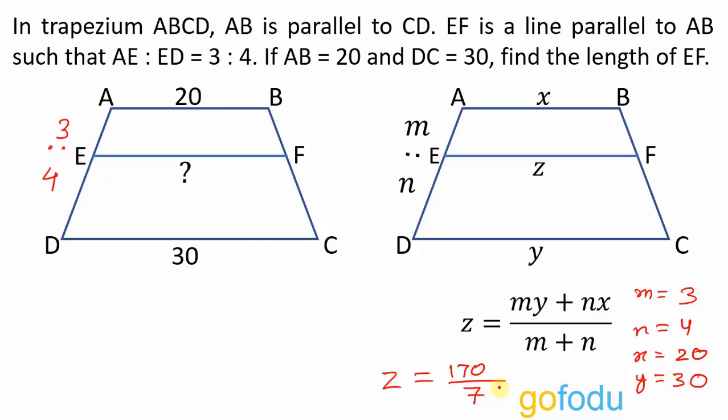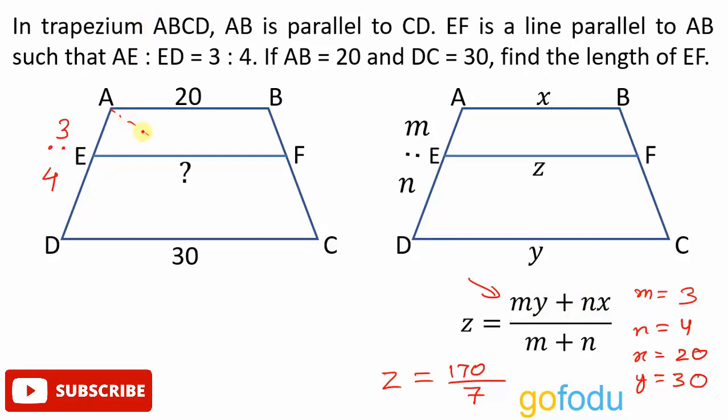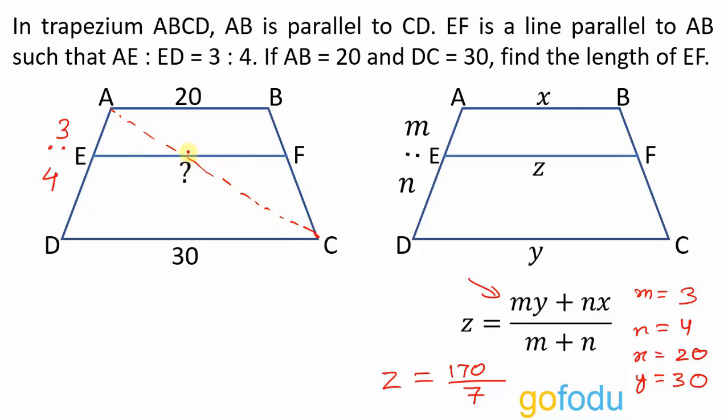So this was the most straightforward method. Then we have method 2, which is without using this direct formula. We will solve for the value of z, and eventually we will get this formula only with method number 2. How to get this formula? We will join A and C, and this point of intersection could be called G.